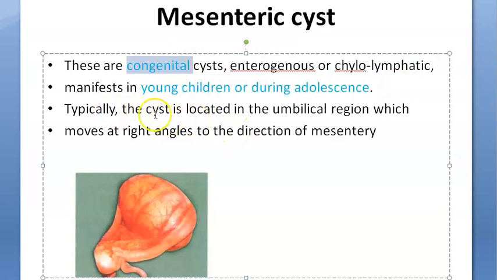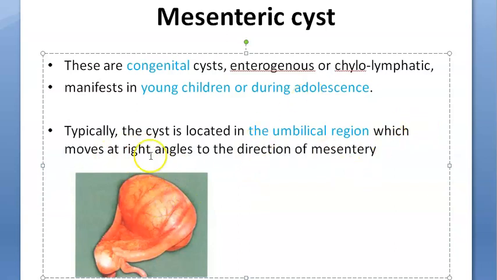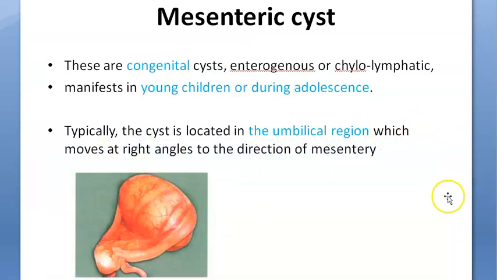It's a congenital cyst. So where will you see the cyst? It is located in the umbilical region. Okay, so you know your umbilicus, right? Around that there will be there. And how does it move? It moves at right angles to the direction of the mesentery. We will look at all this, don't worry.